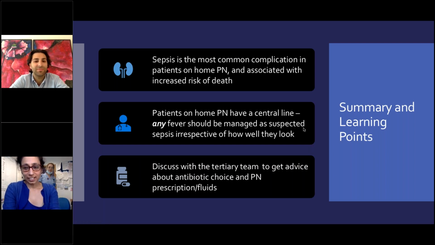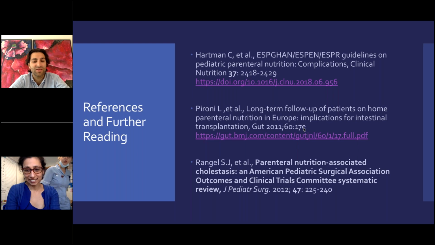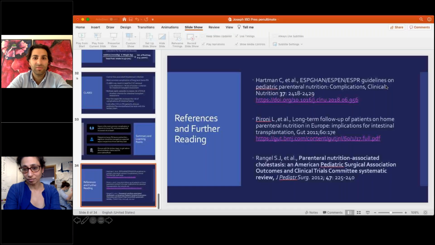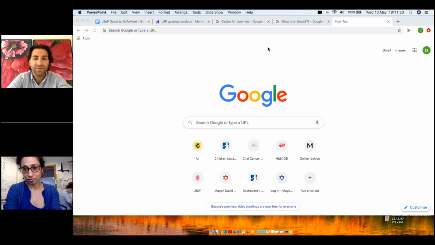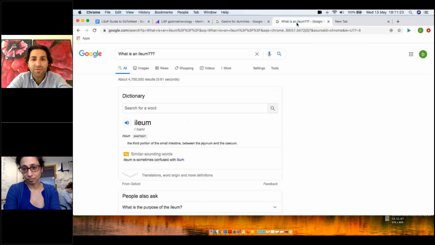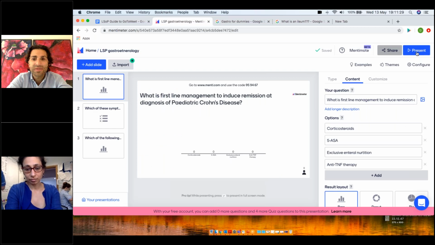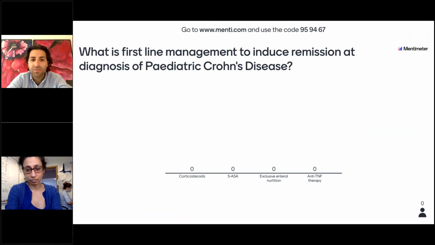And that brings us to the end. So here are references for that last case. If anyone has any questions, please. Oh no, one minute, sorry. Go for it with the questions, but in the meantime, let me get up our quiz. We have a quiz. Not that tab. This tab. Right. Can everyone go to menti.com and use that code 959467?